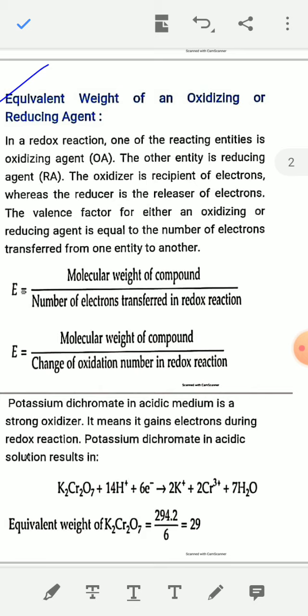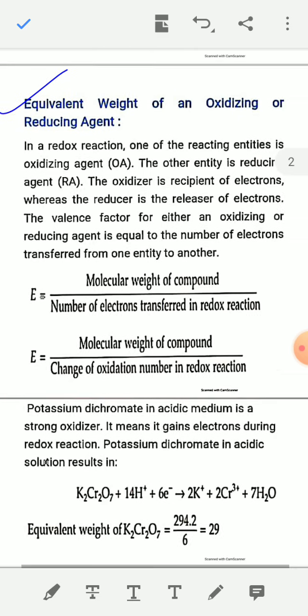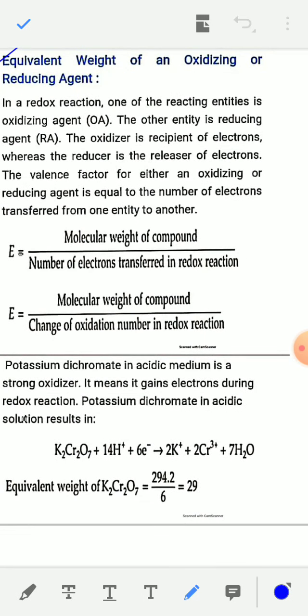And how to calculate the equivalent weight of an oxidizing or reducing agent in a redox reaction? The formula is: equivalent weight is equal to the molecular weight of the compound divided by the number of electrons transferred in the redox reaction.